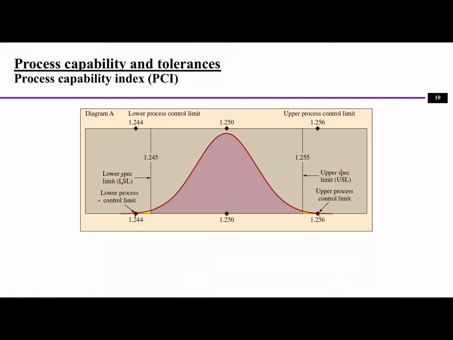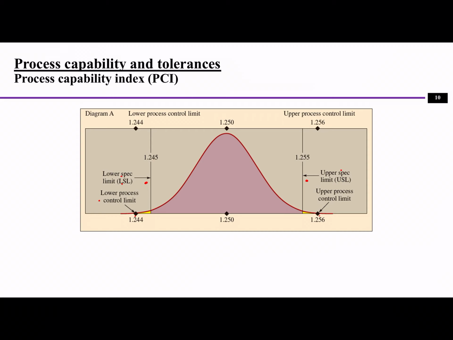So what it means is that the parts or the units that you produced in this red color are good, because that's within the specification limit. This is from the design. So the specification limit is from the design. This is what it should be. Then the process control limit is what? It's what you produced in your process, right?